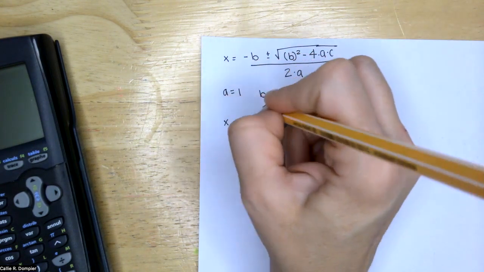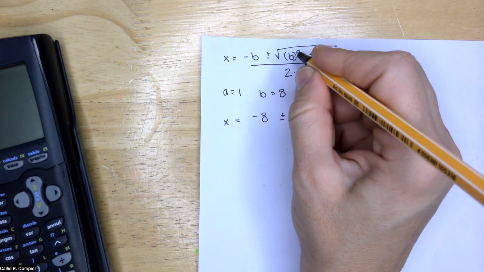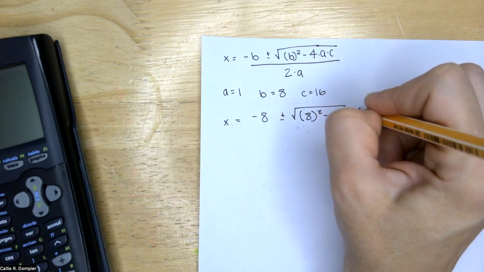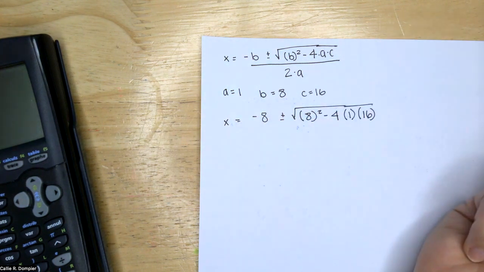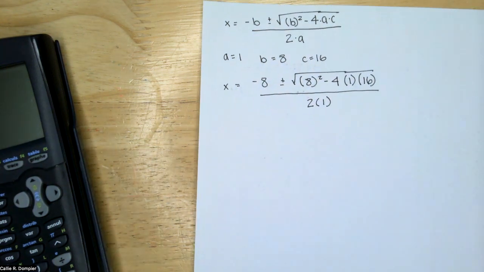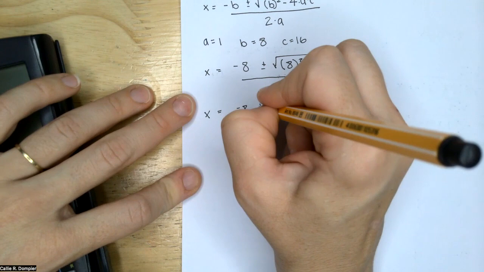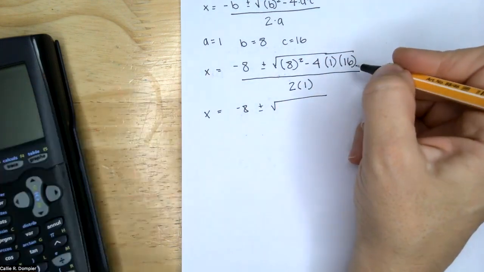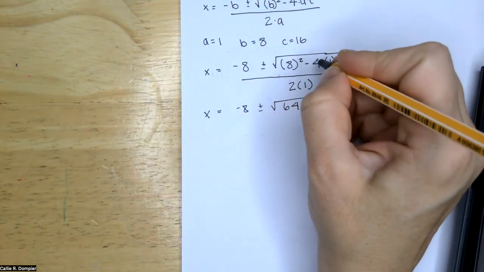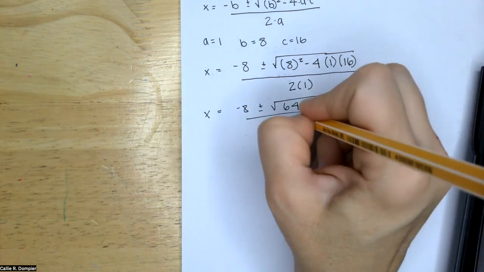X equals negative b, which is a negative 8, plus or minus the square root of b squared, which is 8 squared minus 4 times a times c. If a is 1, you don't have to write it there, but you can. All right, let's simplify. X equals negative 8 plus or minus the square root. So you're always doing under the radical first for the quadratic formula. 8 squared is 64. Negative 4 times 1 is a negative 4 times 16. And then 2 times 1 is just 2.